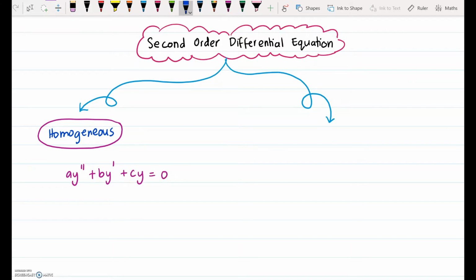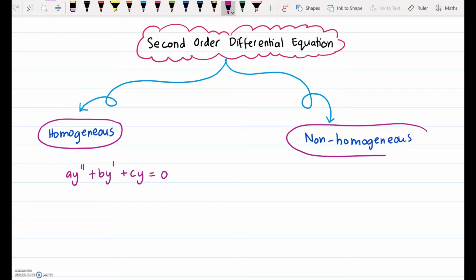The second type is the non-homogeneous second order differential equation. The general form is given as ay double prime plus by prime plus cy equals r(x), meaning the right hand side is not equal to 0. So your r(x) is not equal to 0.